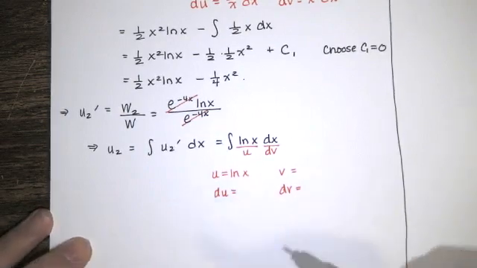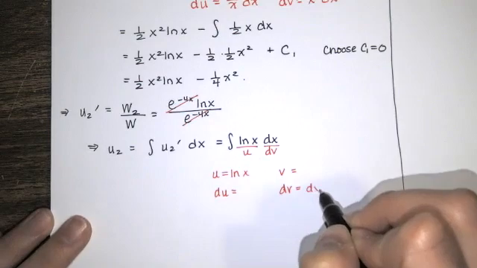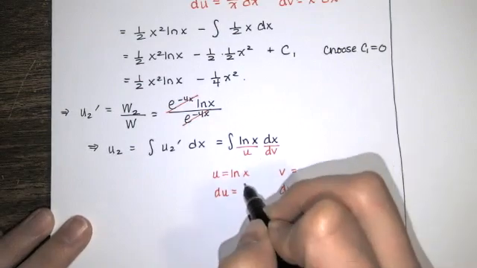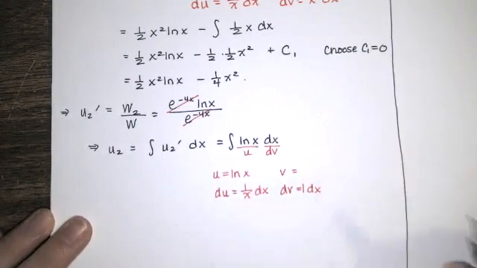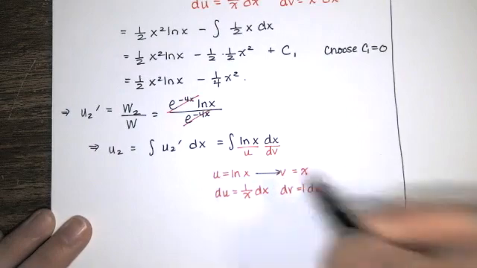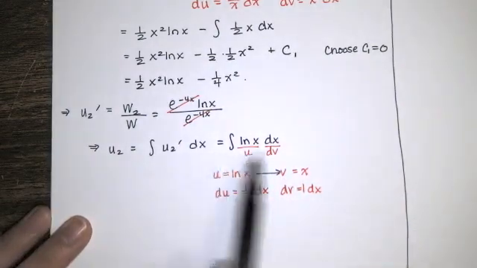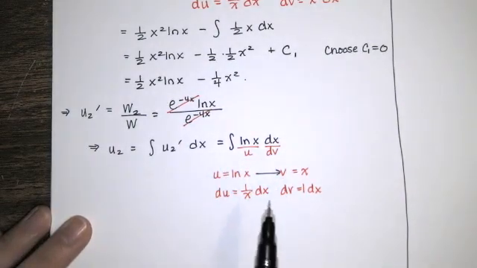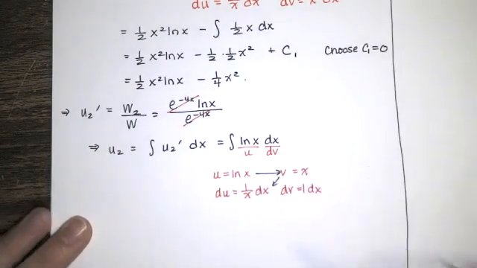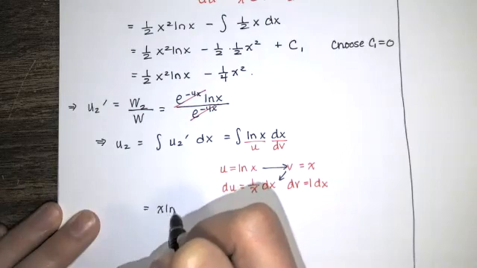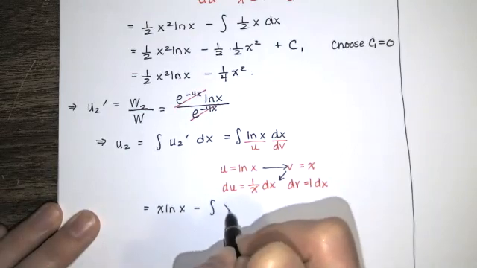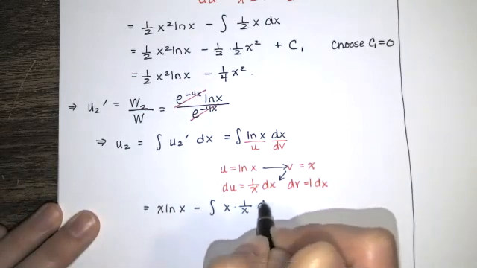So we'll let u be natural log of x, and dv is just dx. Take the derivative of u, that's 1 over x dx. Then you take the antiderivative of 1 and get x. And now when we take this antiderivative, we get u times v minus the integral of v du. So we have x natural log of x minus the integral of x times 1 over x dx.